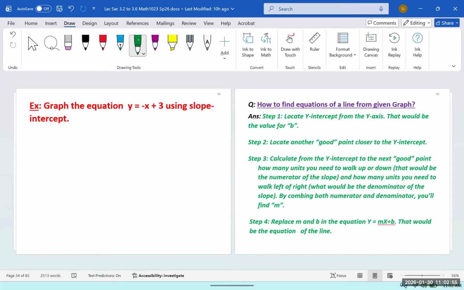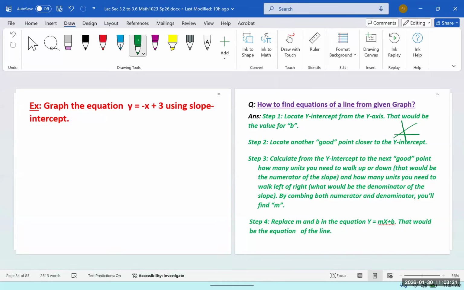The next topic is the other way around. Let's say we are given a graph, a line. How do you know what's the equation of this line? All this time we were given the equation and we drew the graph. But now they gave us the graph, and they want us to find the equation. So this is actually much easier than what you think.